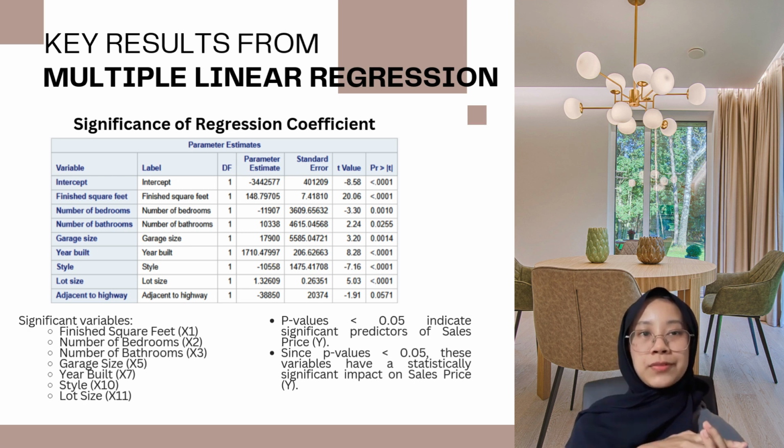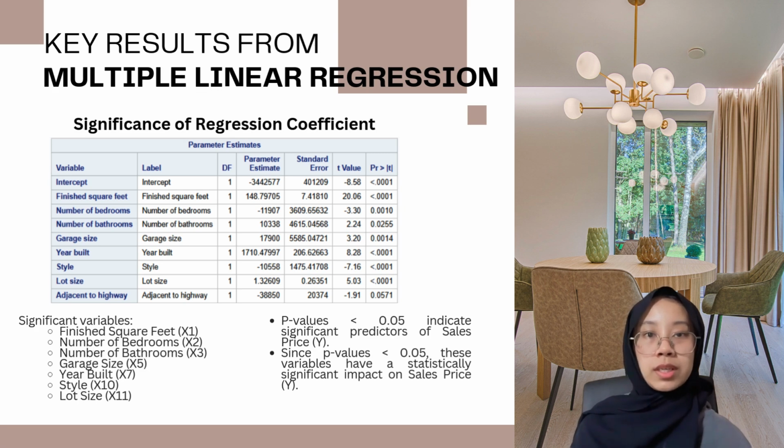These are our key results for multiple linear regression. As you can see, we include x1, x2, x3, x5, x7, x10, and also x11. You must be wondering why. This is because we only select the most critical elements that are frequently used by property buyers to evaluate the home property prices. Based on the result, p-values less than 0.05 indicate significant predictors of sales price. Since most of the p-values are less than 0.05, these variables have a statistically significant impact on sales price.